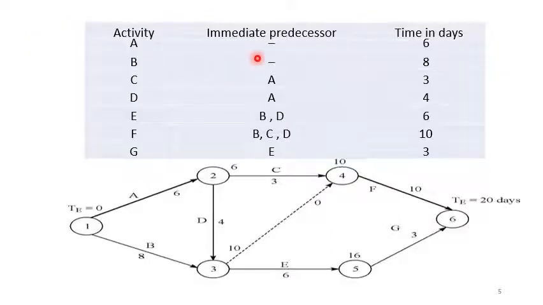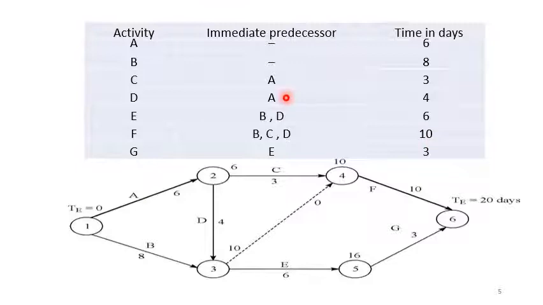So the precedence relationship is given here. You can see A and B do not have any preceding activities because they are the start activities. C can start only if A is complete. D can start only when A is complete. Similarly, E can start only when activities B and D are complete. F can start only when B, C, D, all these three are completed. And similarly, G can start only when E is complete. These are the respective expected times of completion of the individual activities.